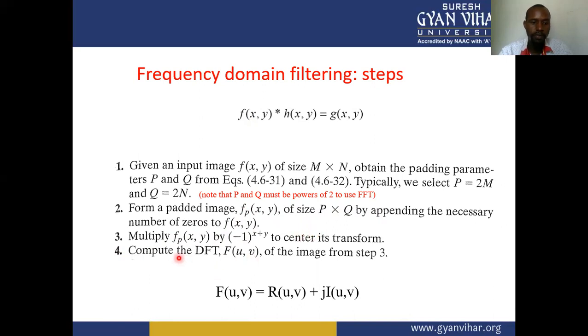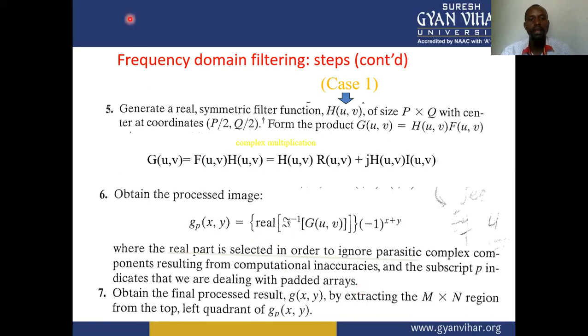Then next we perform the discrete Fourier transform, where now we get F(u,v), the discrete Fourier transform of the image from step 3. This is our output. Now the input image, when we represent it, is equal to R(u,v) plus jI(u,v). After that, we generate a real, symmetric filter function of the frequency domain, of size P by Q, where the center coordinates are P/2, Q/2.